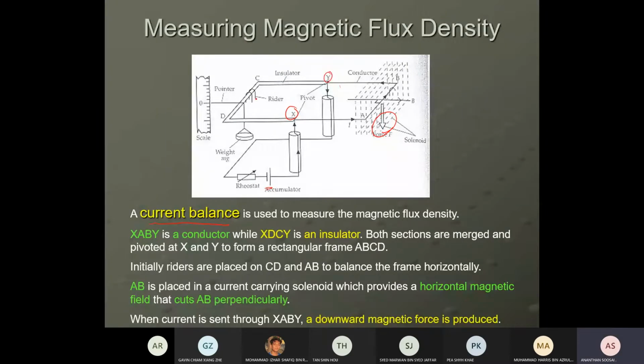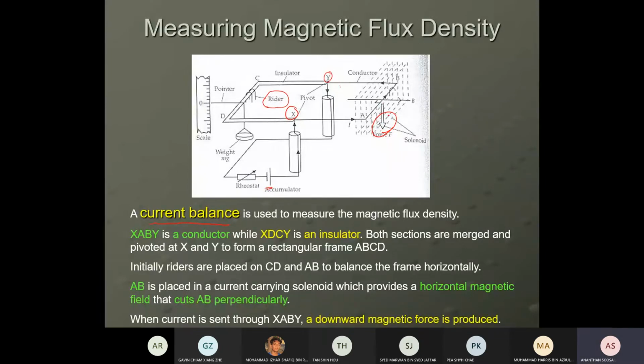Then what we'll do? We put some mass called a rider. We already have certain mass here, the weight, and we put some rider here. The total mass is hanging here until what happened? This weight counter-reacts to this moment, the moment by the magnetic force.